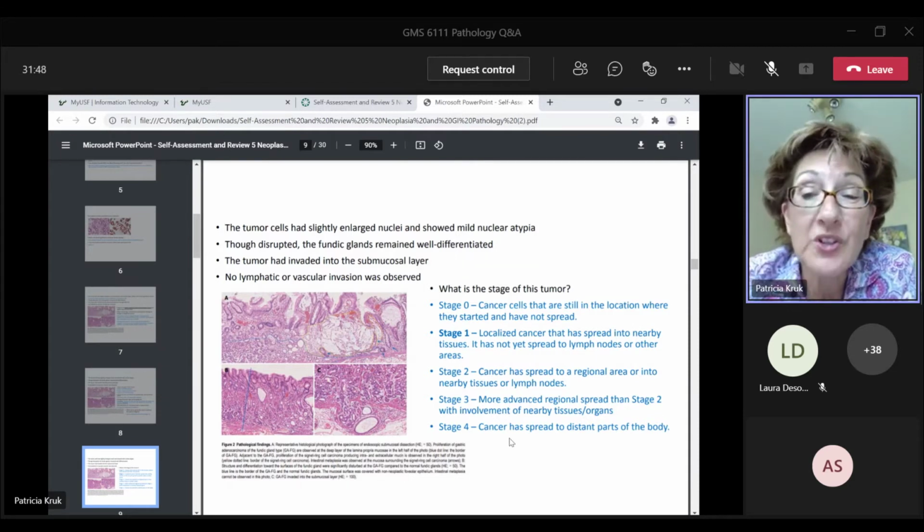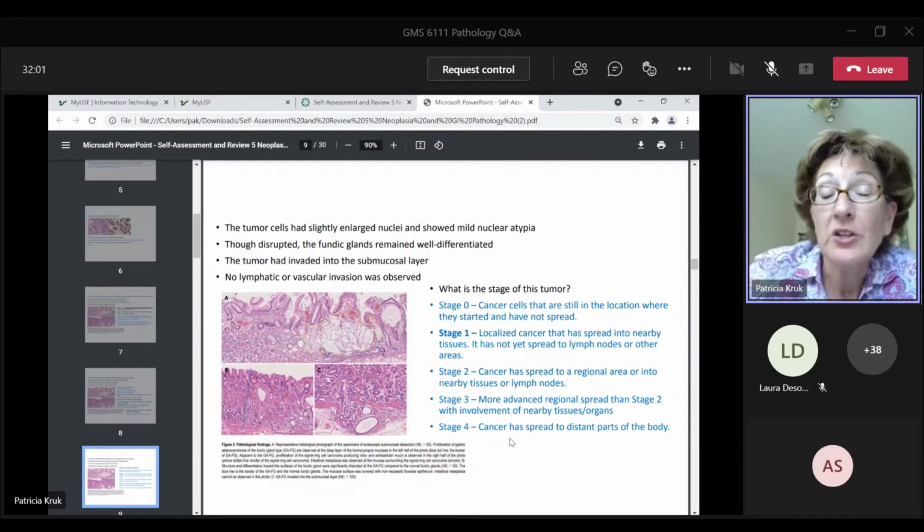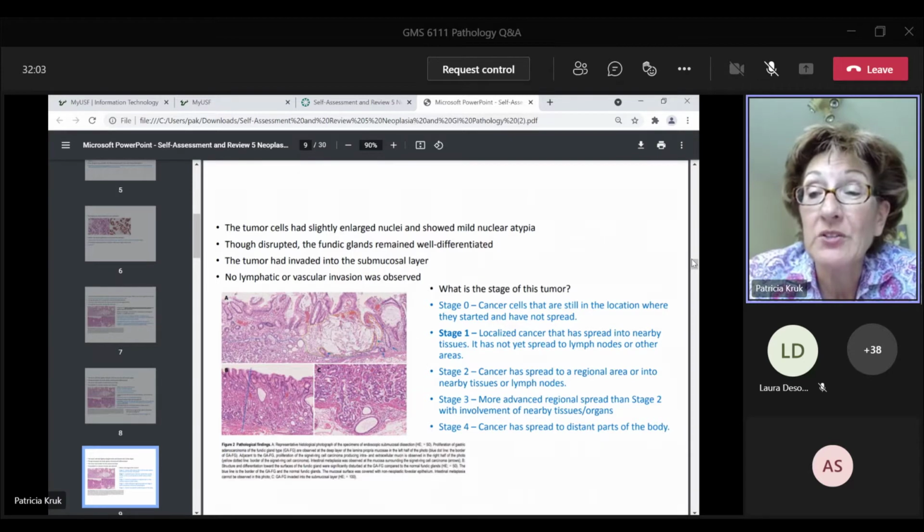Obviously, the worst kind of diagnosis is where a patient is going to have both a high grade, meaning histologically very disrupted, and a high stage, meaning this cancer has spread. So you're going to have a very difficult time trying to treat that patient and manage their disease. Are we okay with stage and grade so far?